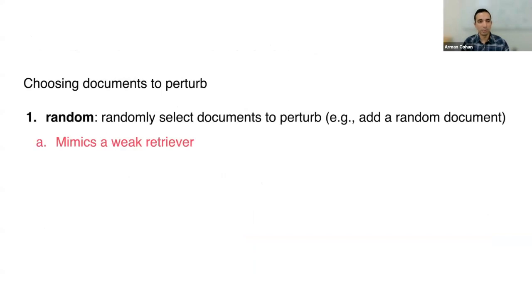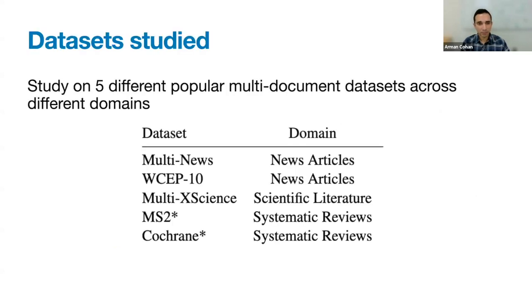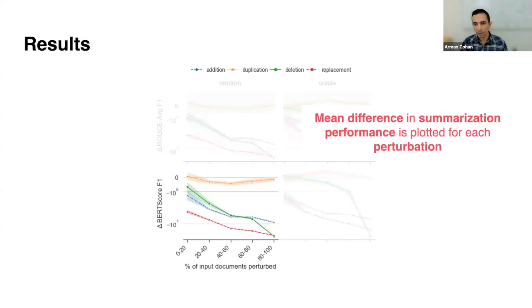And now the question is, which documents should we perturb? So we chose different strategies. We can randomly select documents to perturb, or we can choose, for example, if you're doing deletion, the least similar document to the reference summary. Or if you're doing addition, select the most similar document to the reference. And this mimics a strong retriever. And we studied this on 5 different multi-document datasets across different domains.